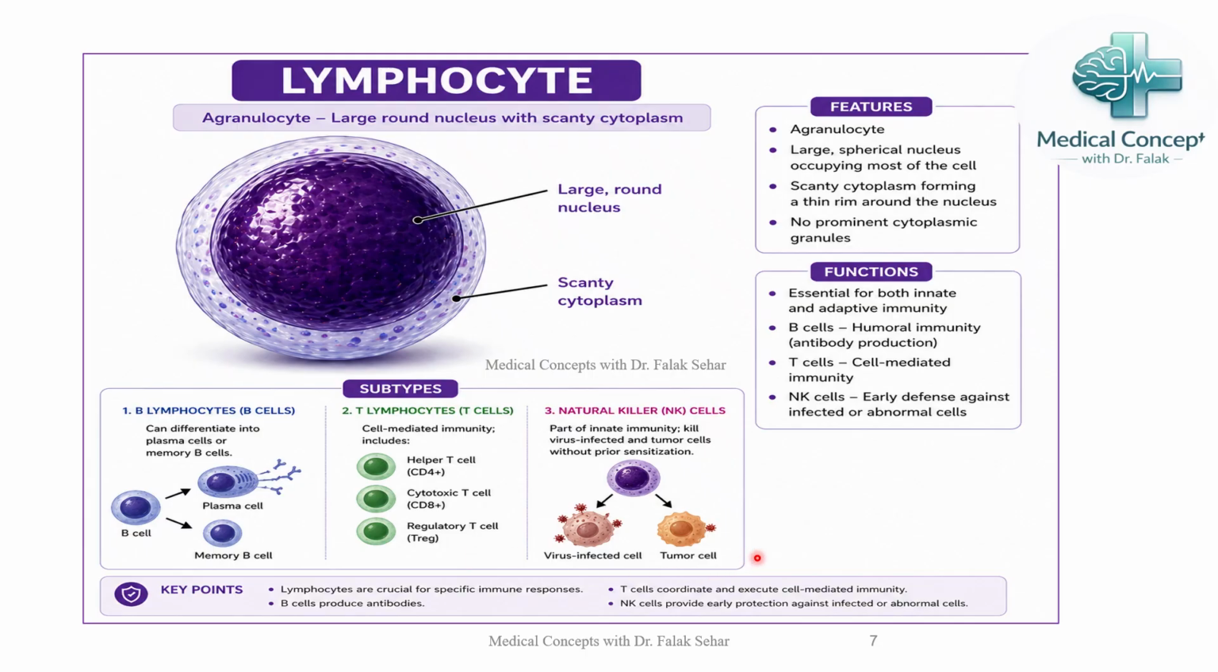Another type is the natural killer cells. They form part of the innate immunity. They provide early defense by killing virus-infected cells and tumor cells without prior sensitization. The key takeaway is that lymphocytes are highly specialized agranulocytes with a dominant nucleus, and they play a central role in specific immune response and immunological memory.